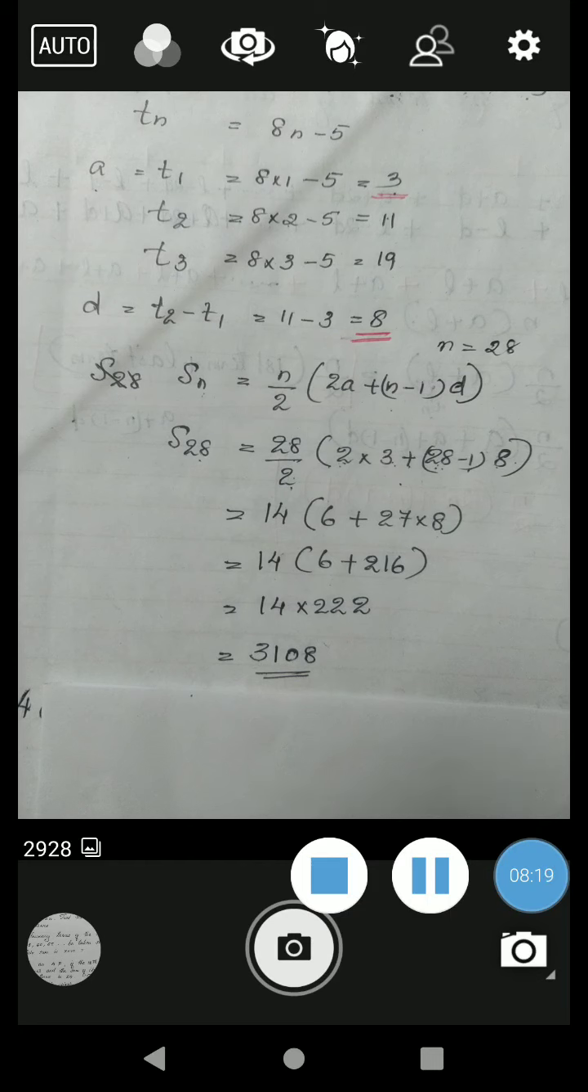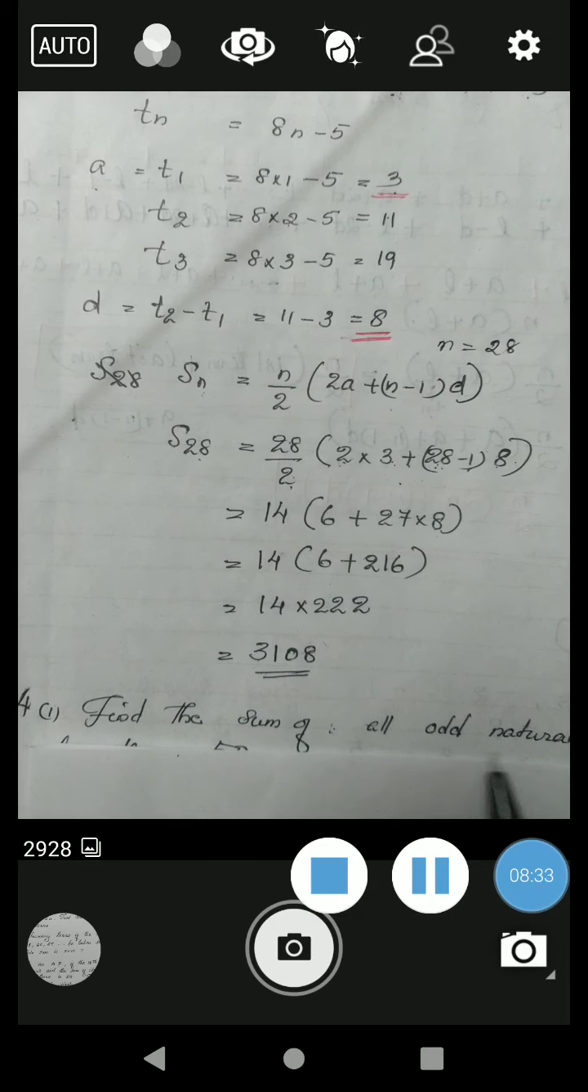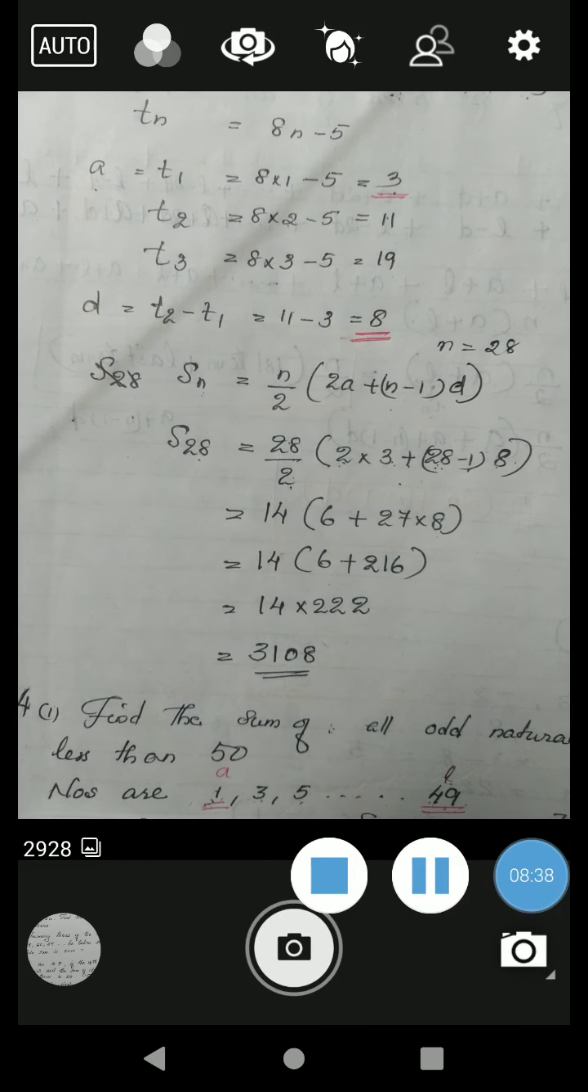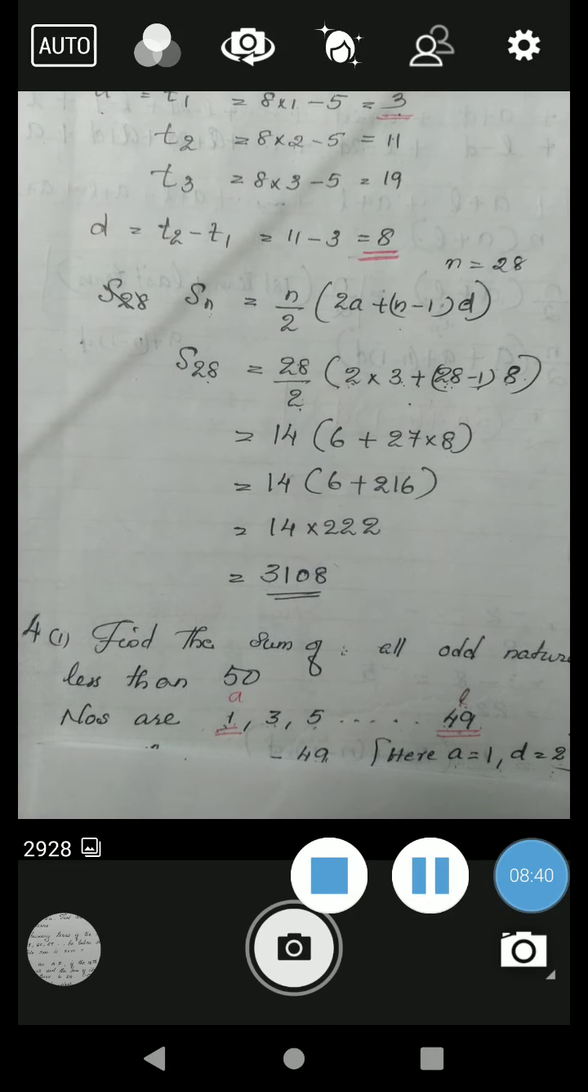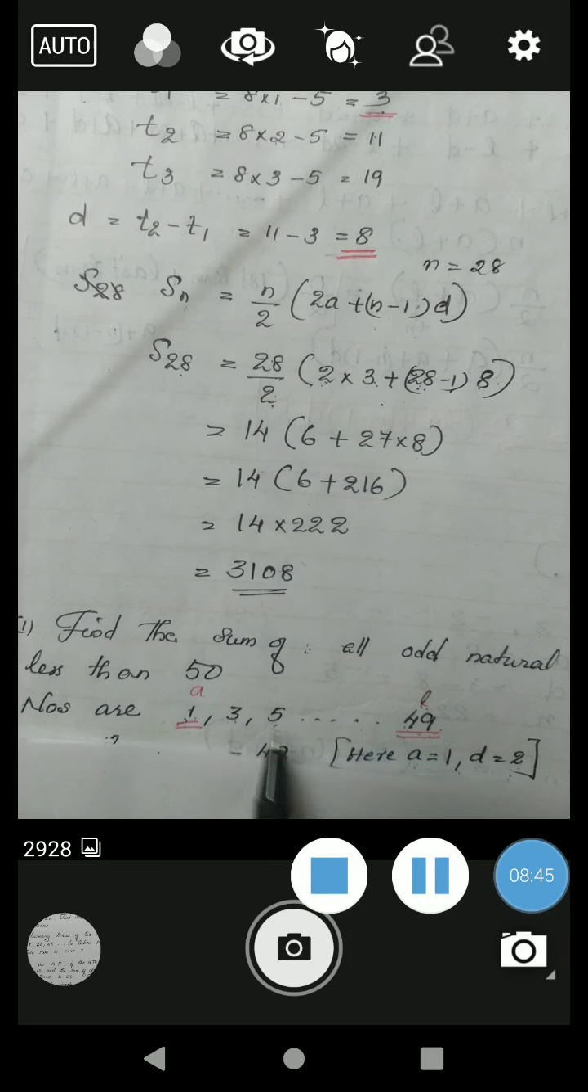First one. Find the sum of all odd natural numbers less than 50. So you can write the required numbers in AP. We can write all odd natural numbers less than 50. That is 1, 3, 5, etc. up to 49. We don't know how many numbers there are. We can find it.